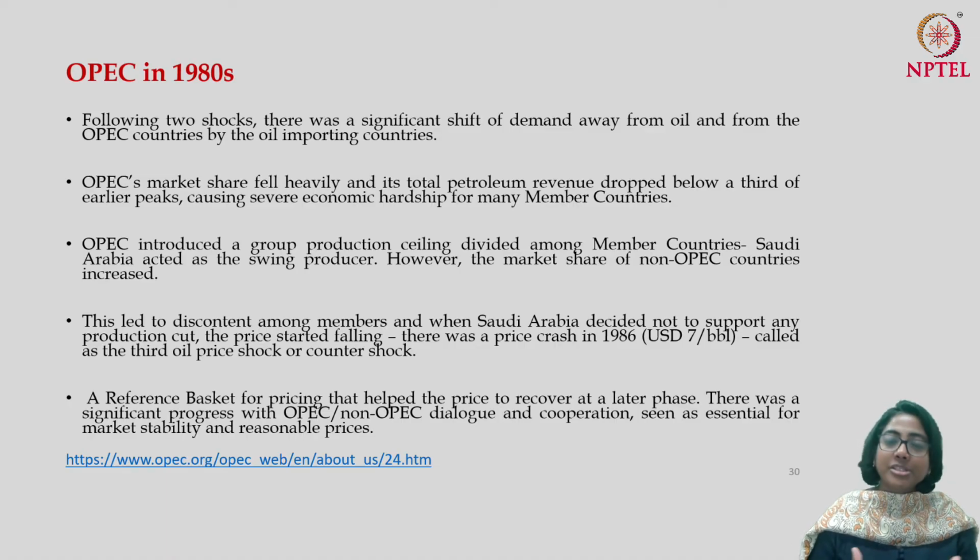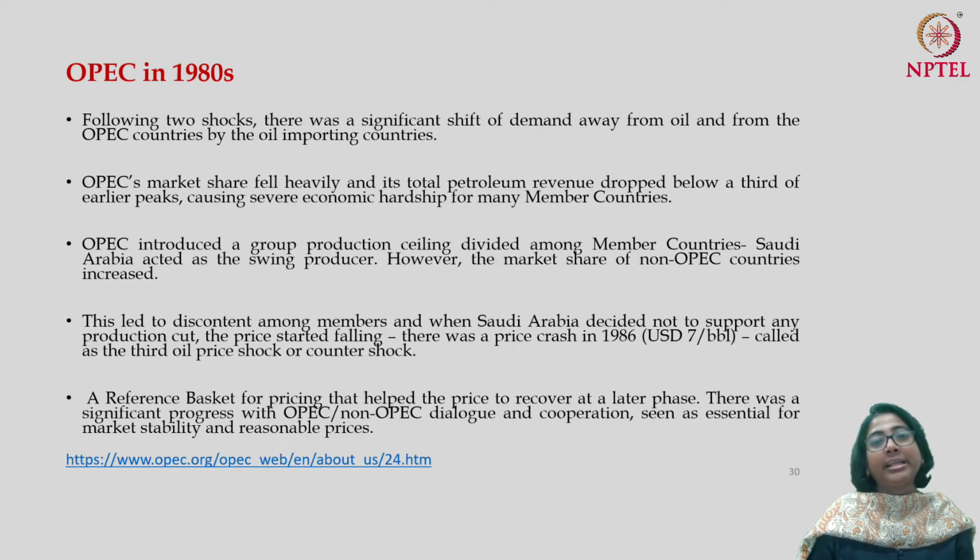a counter shock. So see, although the price is falling, there is this huge fluctuation in oil price. So this kind of price fluctuation is not good for the health of any kind of market. What else did OPEC do? A reference basket for pricing was actually set up by OPEC at this point of time, and this helped somewhat to recover the price in the later phase of the 1980s.